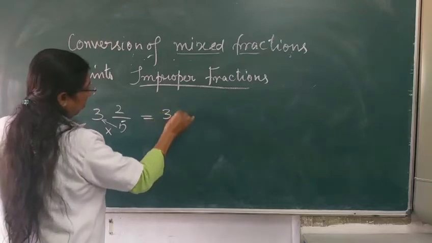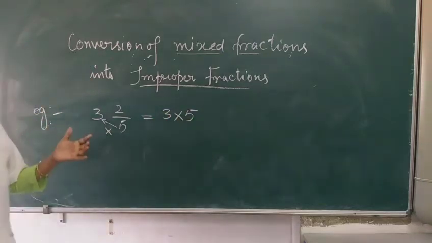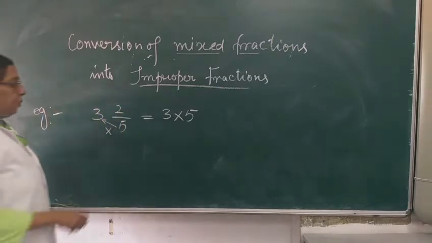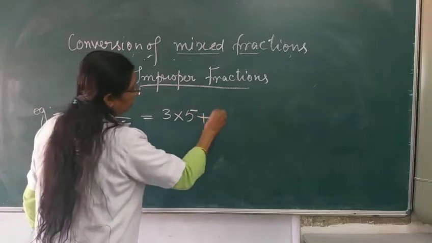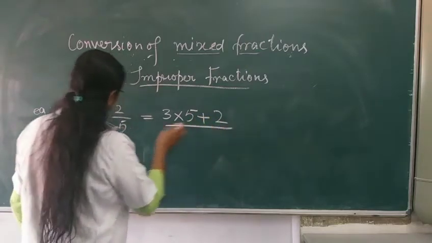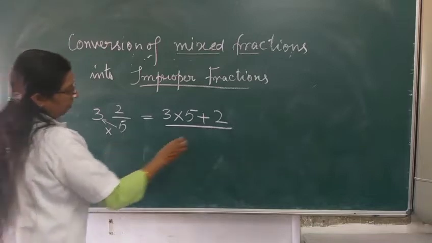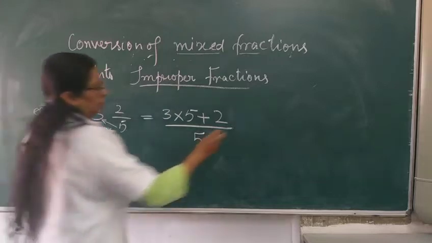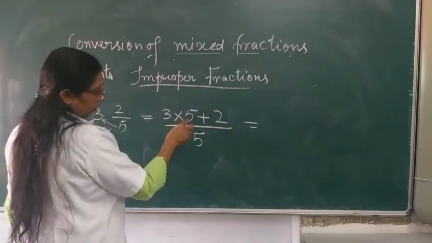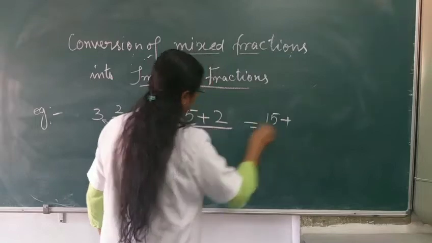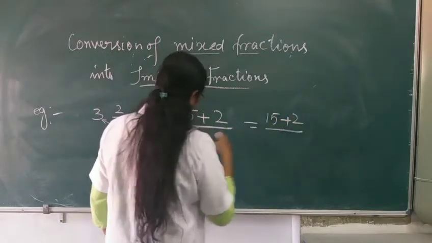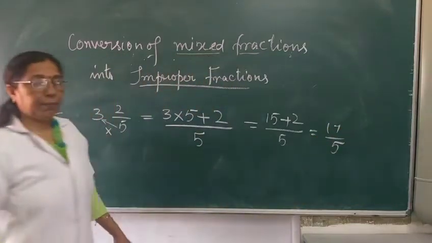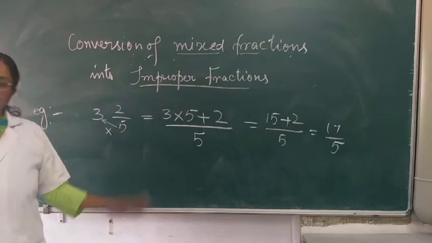That is 3 into 5. Then add this product to the numerator. What is the numerator here? 2. And keep the denominator the same. What is the denominator? 5. Write the same denominator here. See, 5 into 3, 15. 15 plus the numerator 2, all divided by the same denominator. That is 17 by 5, the improper form of this 3 2 by 5.